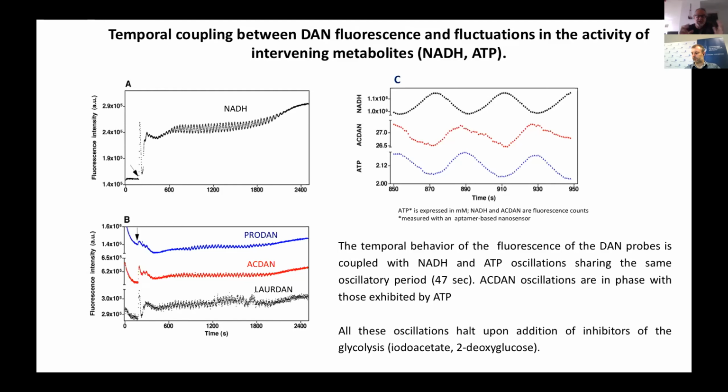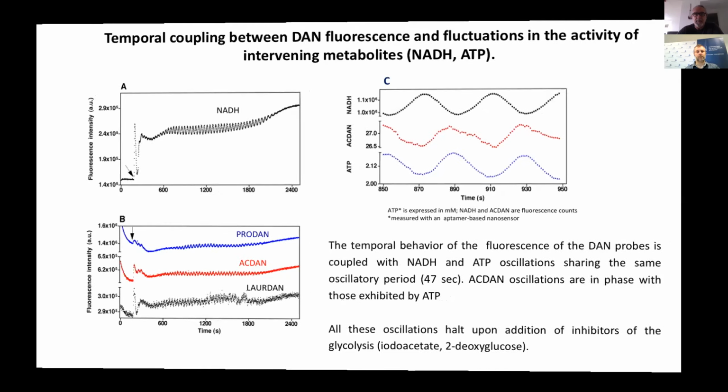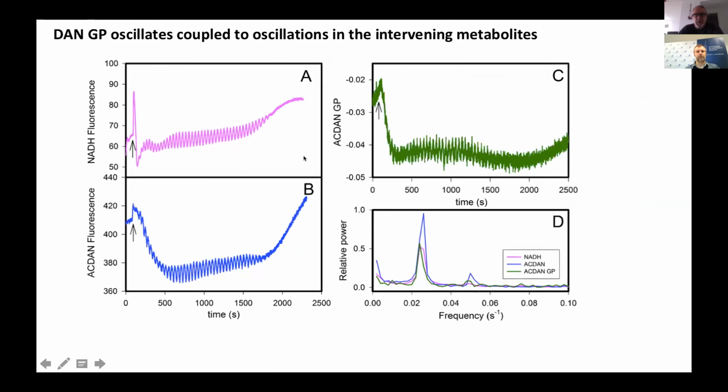And the GP function is essentially a model that will tell us about an interconversion between this relaxed and unrelaxed state. I think that Lionel was talking about this probe, so I will not go into many details. So these are the experiments we did. This is the NADH fluorescence, this is the Acdan fluorescence, and this is the Acdan GP, right? And what we see here is that when we do the power spectrum, the frequency of the oscillations for these two molecules are essentially the same.